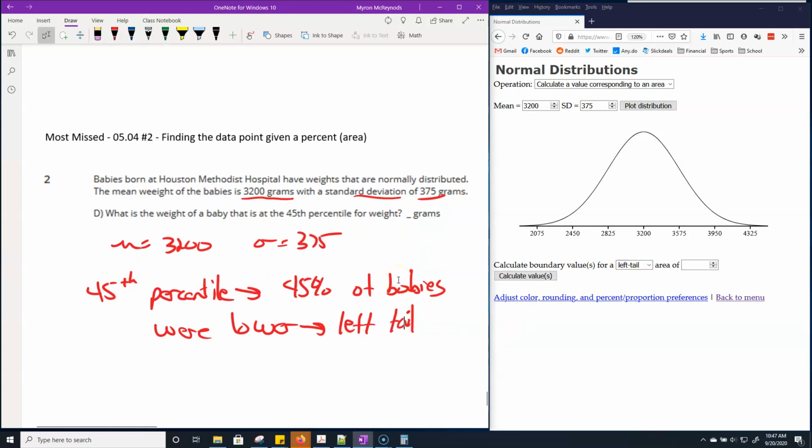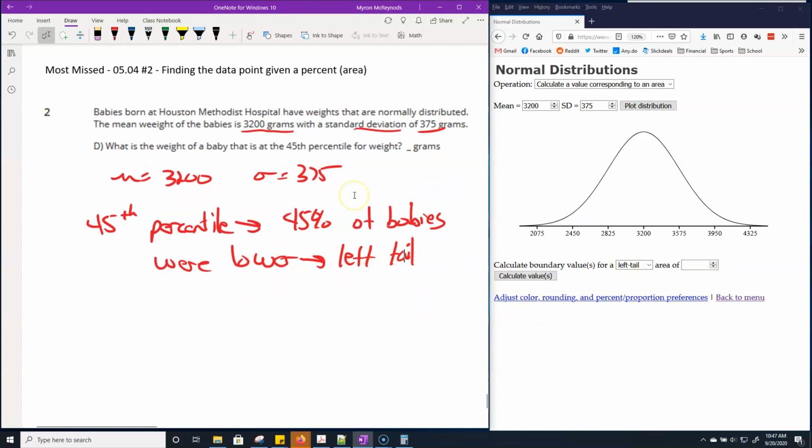Because 45th percentile means that percent of them scored lower, or were lower weight, or were lower than that number. So 45% were lower than that number. So left tail, and remember 45% is equal to 0.45 in decimal form, because you go over 2 decimals to the left to change it to decimal.